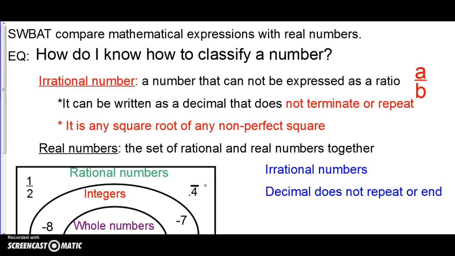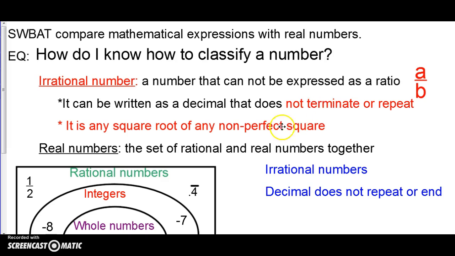Then it's not irrational, it's actually rational. And irrational is any square root of a non-perfect square. So for example, the square root of 36 is a perfect square, so it's rational, but the square root of 11 is irrational because it's not a perfect square. You just know that right away.